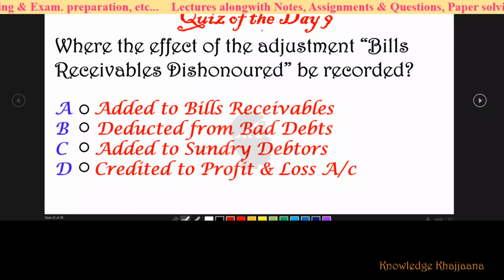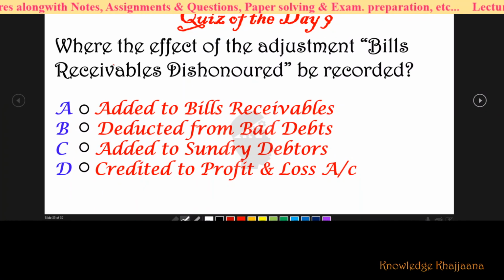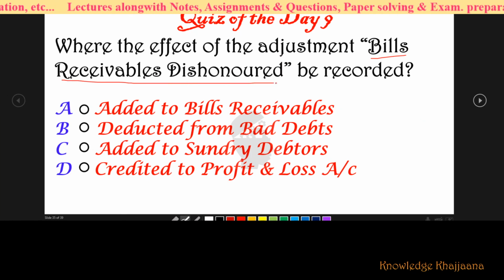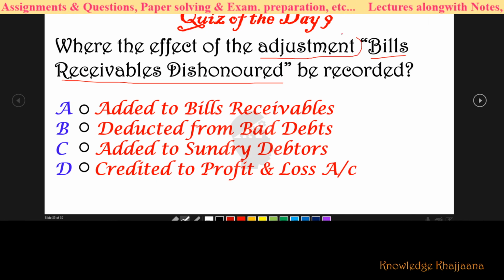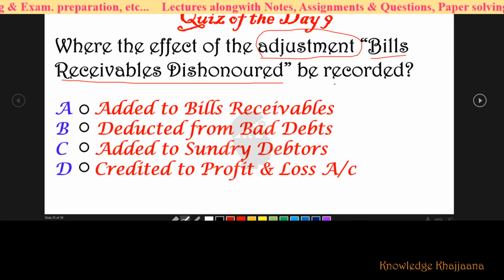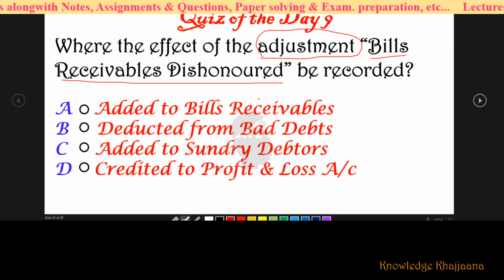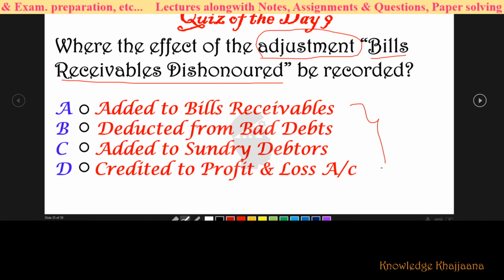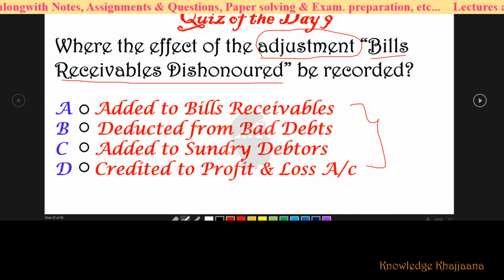And this is the quiz for the day, quiz of the day 9, on the effects of the adjustments: bills receivable dishonored. If it is given in the adjustment that bills receivable is dishonored, where would it be recorded? Would it be added to bills receivable, deducted from bad debts, added to sundry debtors, or credited to profit and loss account? See, the options are quite jumbled, and the answer is in the given options.